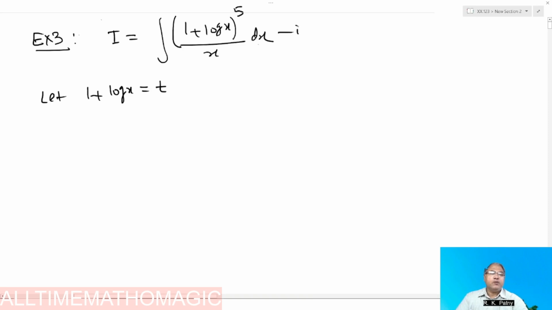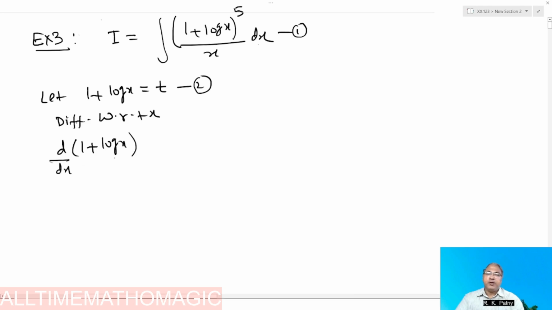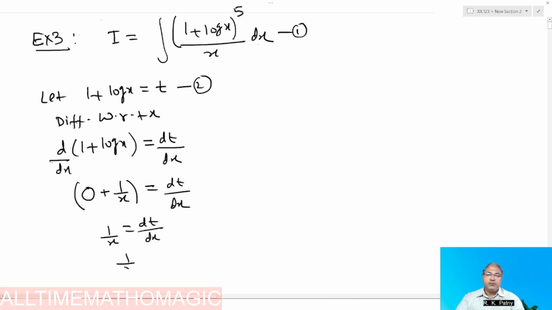The given problem is 1 and this is 2, and after that differentiating with respect to x, differentiation of 1 plus log x with respect to x equals dt by dx. Derivative of 1 is 0 and derivative of log x is 1 upon x equals dt by dx. Therefore 1 upon x equals dt by dx. Therefore 1 upon x dx equals dt. Call it number 3.